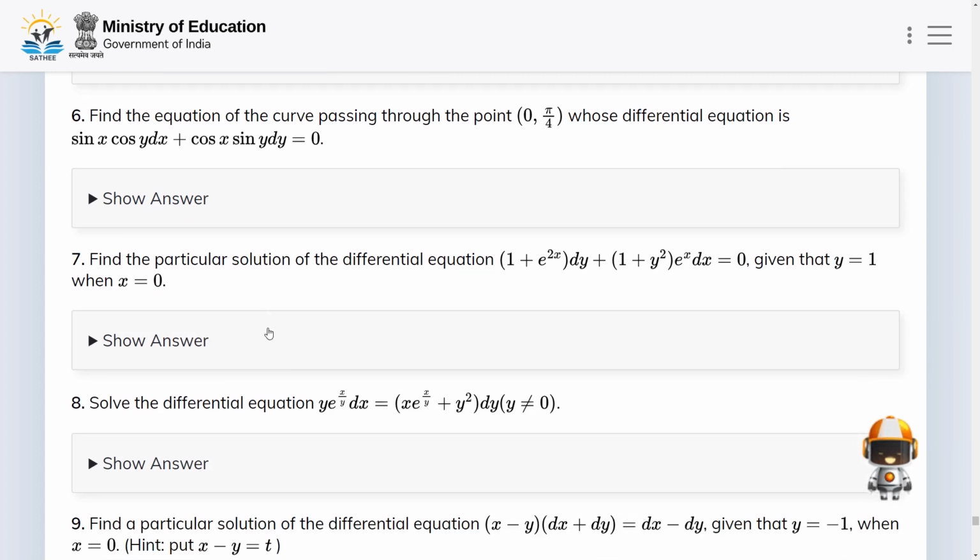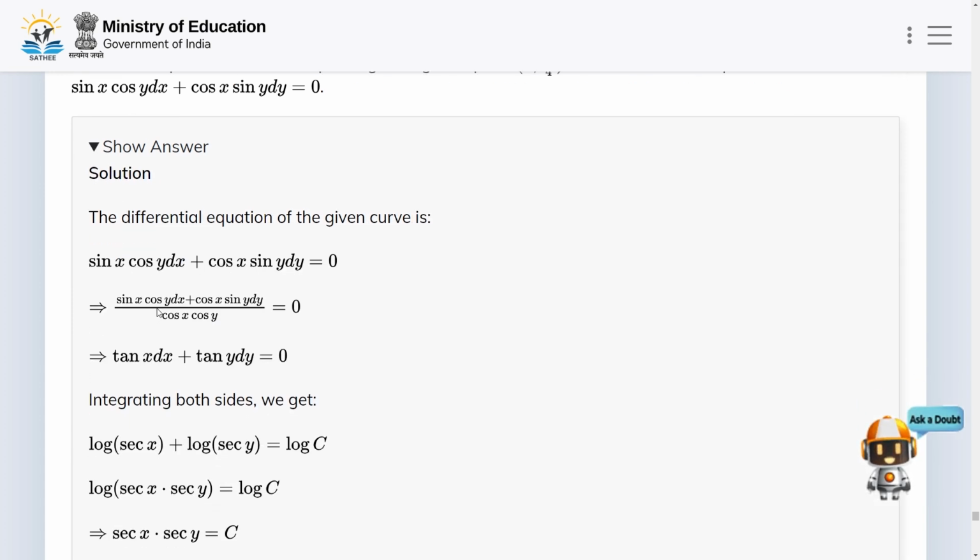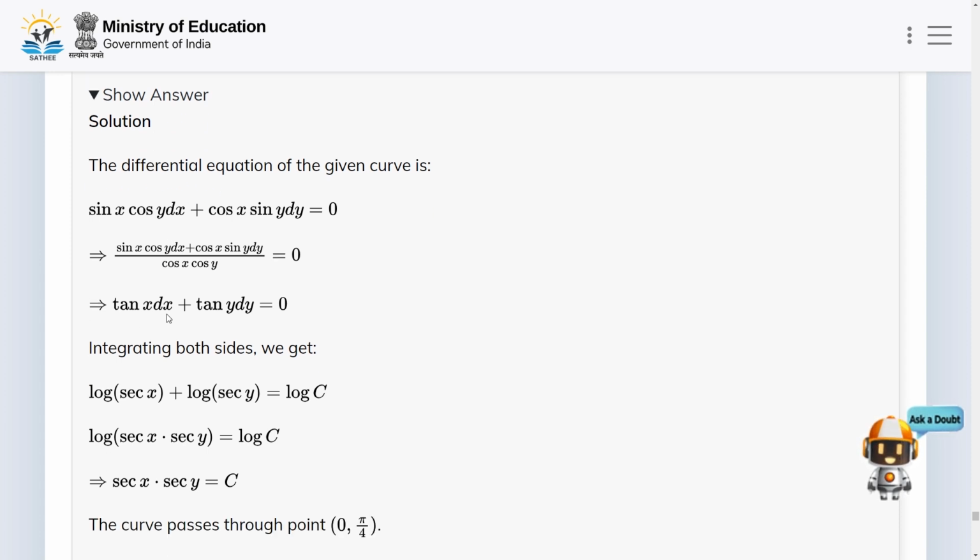Now the sixth problem. Find the equation of the curve passing through the point (0, pi by 4), whose differential equation is this. So try to put it in standard form. This can be rewritten as, if you change it, dy by dx equals minus sin x cos x divided by cos x sin y. You can use variable separation. You will have tan x dx plus tan y dy is equal to 0.